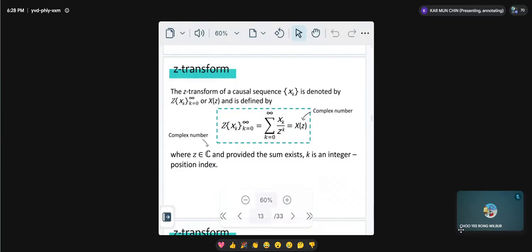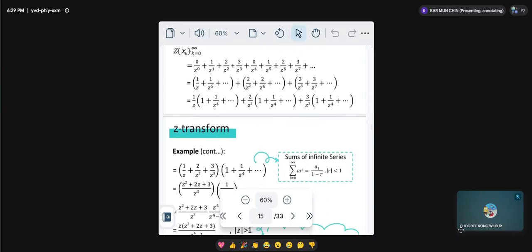You don't need to understand how this comes out, right? What you need to know is the way we do the Z transform. After you do the Z transform, you'll get these complex numbers here, where z is complex, provided the sum exists, k is an integer in a positive index. Because it's causal, it means that it will be positive. Then we can straight away look at the, I skip this part first.